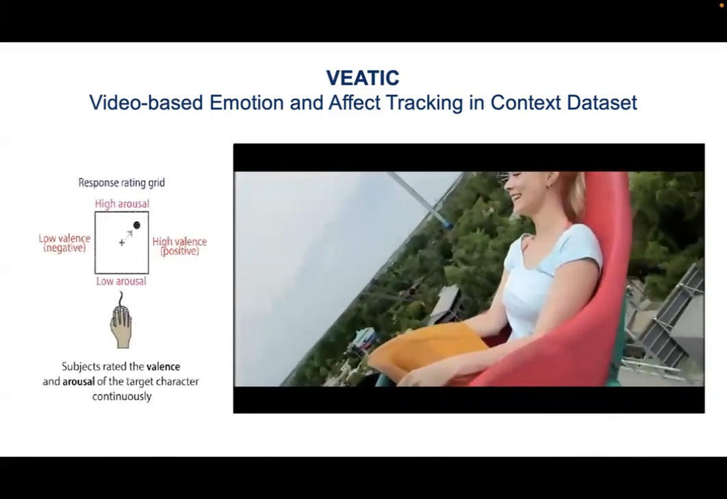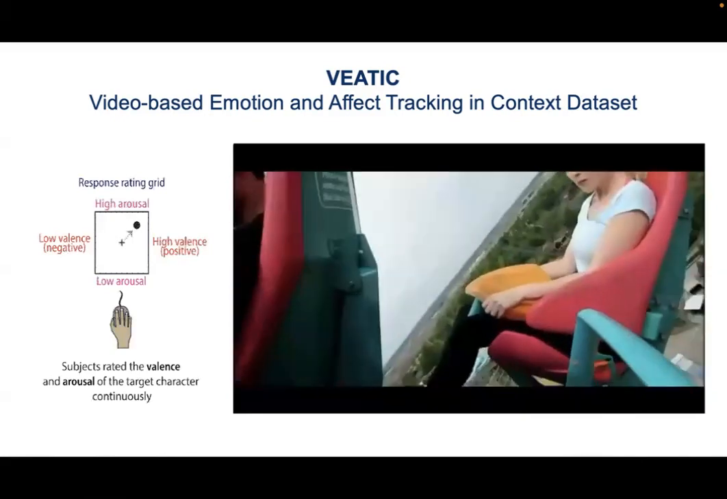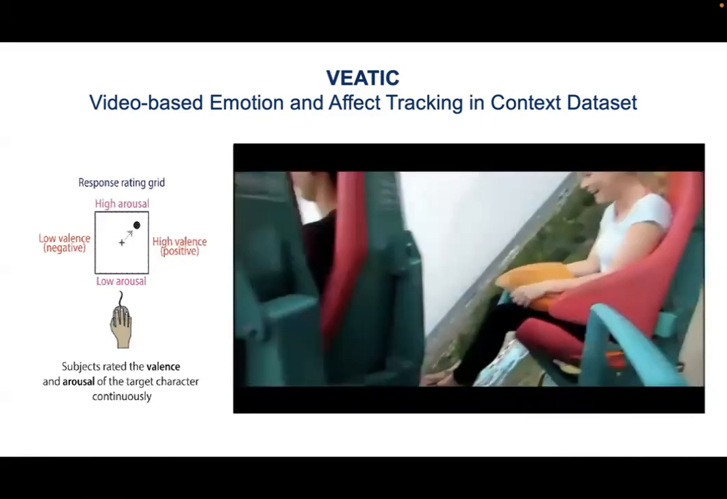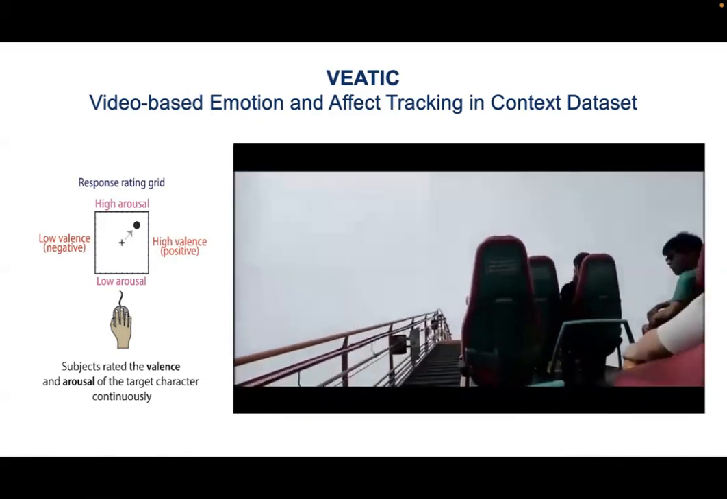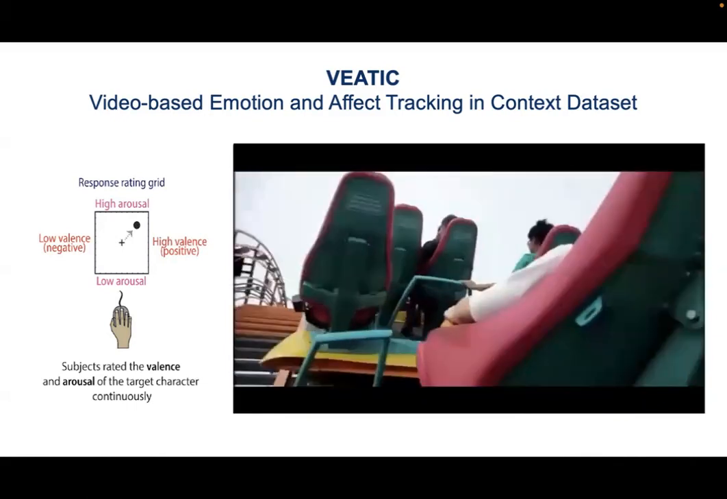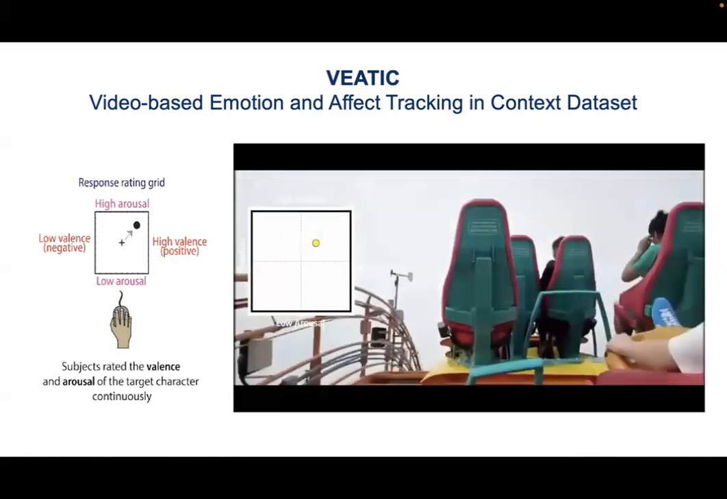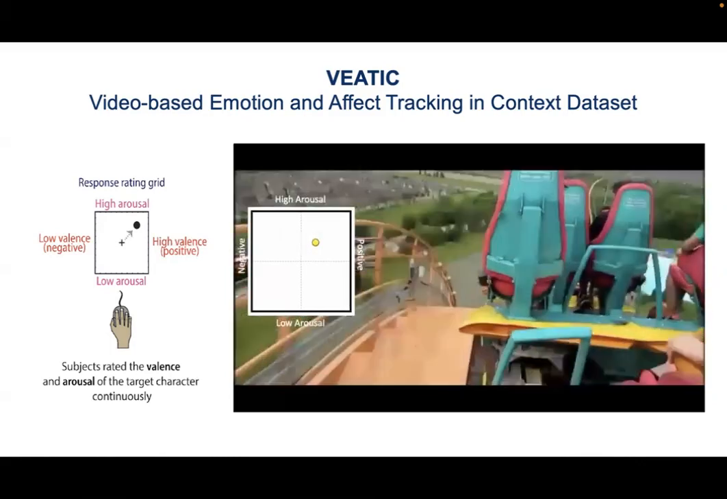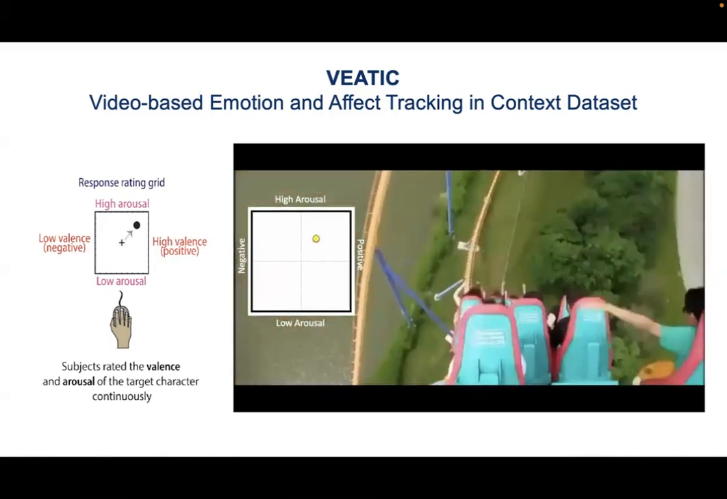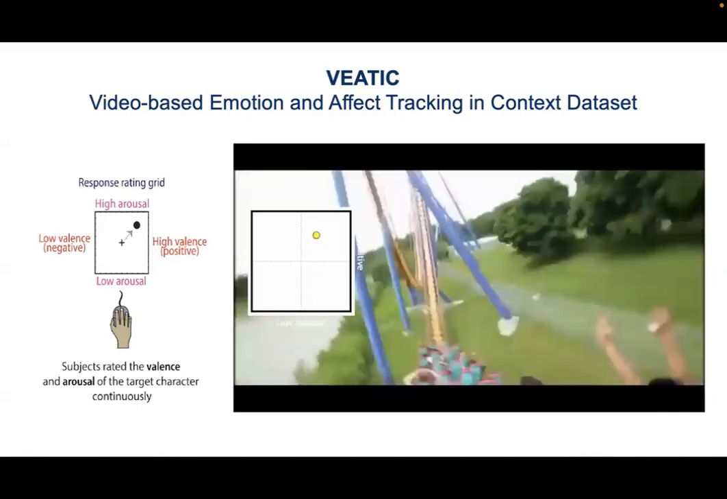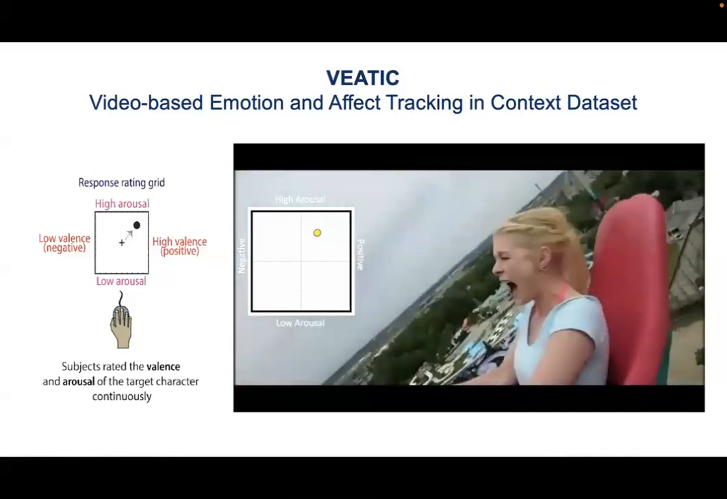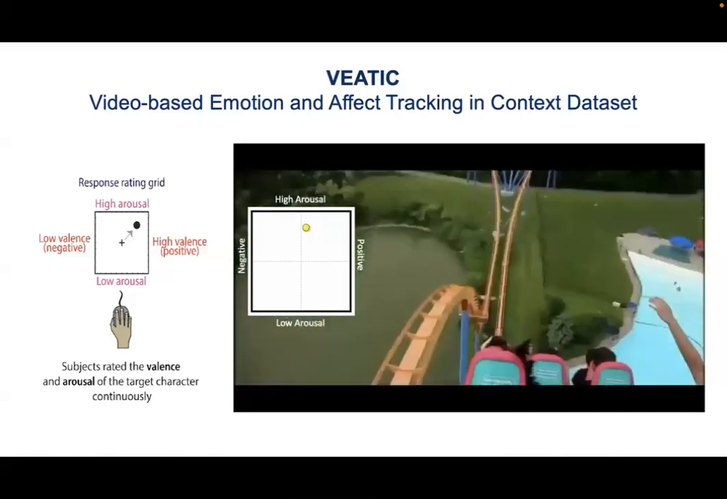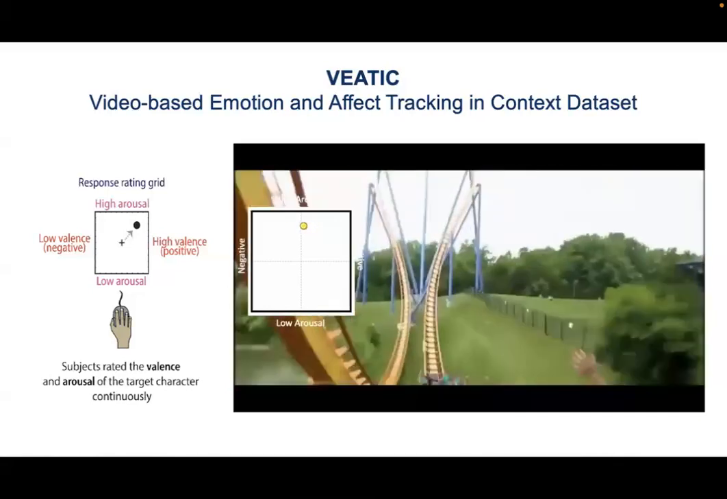And what observers do is they track the emotion using a 2D rating grid that tracks the emotion of the character in terms of valence, or negative and positive emotions, and arousal, or how intense an emotion is. And this grid here just shows an example of the rating in real time. You can see that it starts off as positive, and as the roller coaster keeps going, the rating becomes more high arousal as the intensity of the emotion increases.